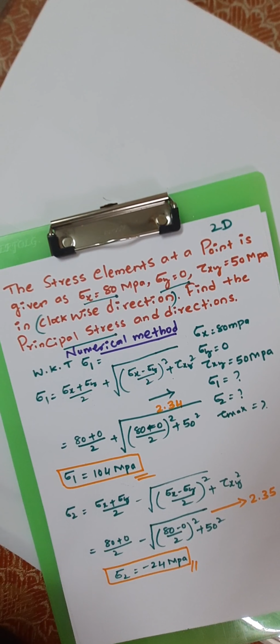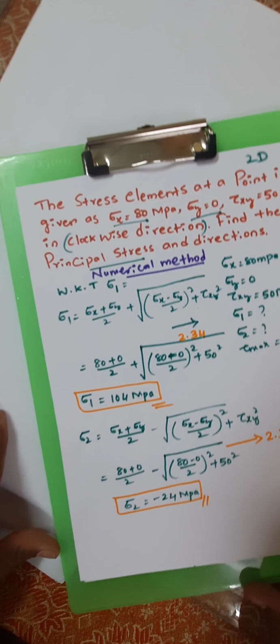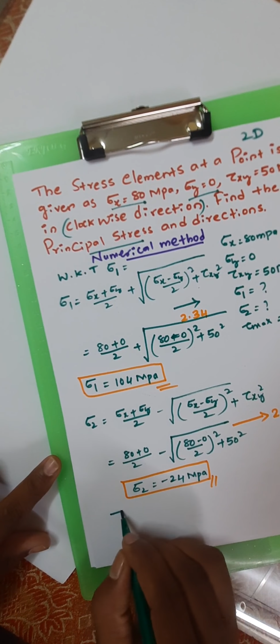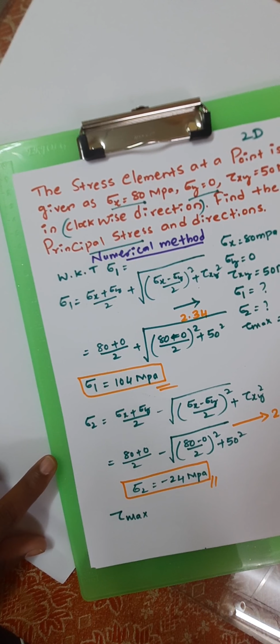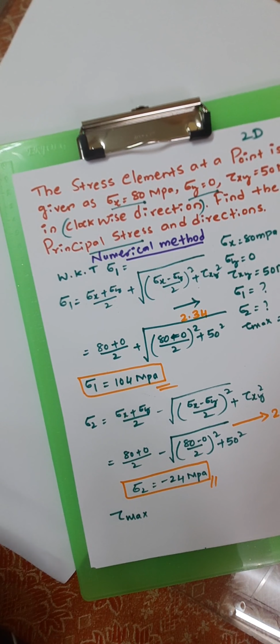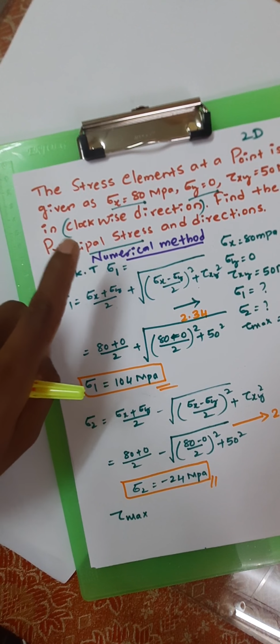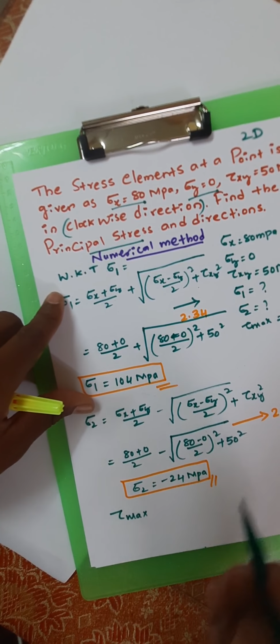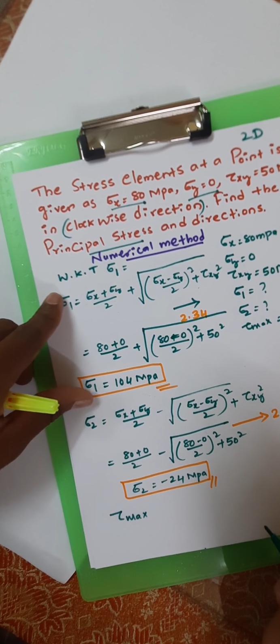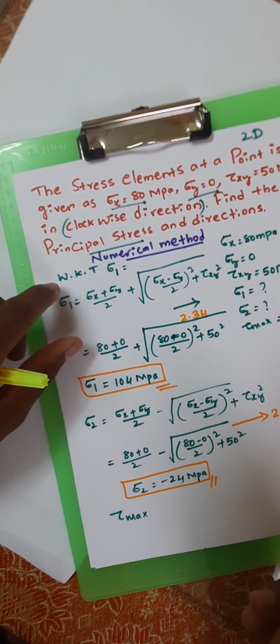So we have found sigma 1 as well as sigma 2. Then what we need to find out? We need to find out tau max, the maximum shear stress, with respect to this problem. This is biaxial stress combined with shear stress. Tau xy is given, and tau max, the maximum shear stress, we need to find out.